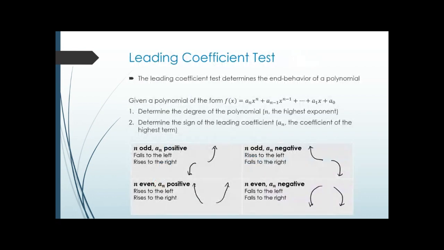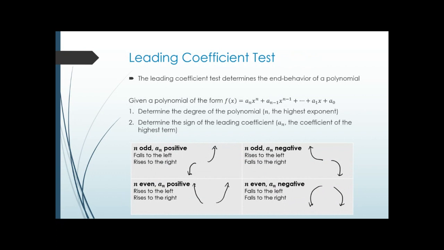So this brings us to the leading coefficient test. The leading coefficient test determines the end behavior of a polynomial. And there is a typo on the assignment. It says the left hand and right end. It's just right hand, or they could say left end, right end.